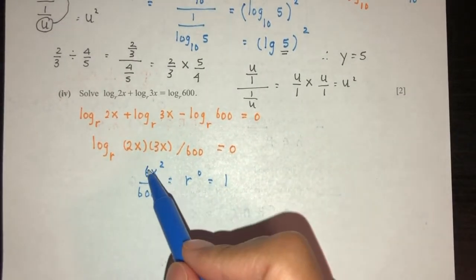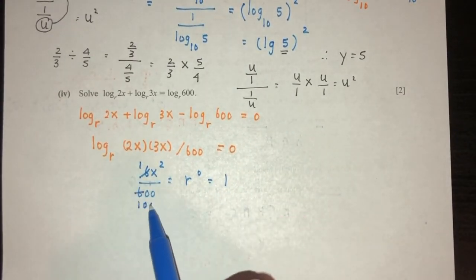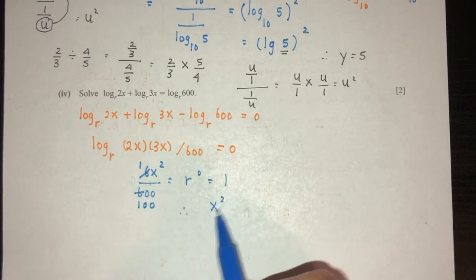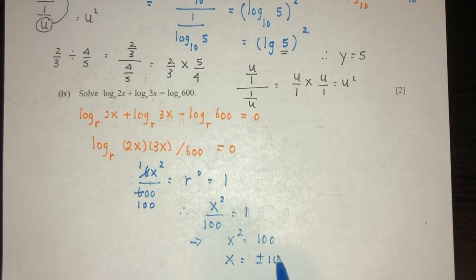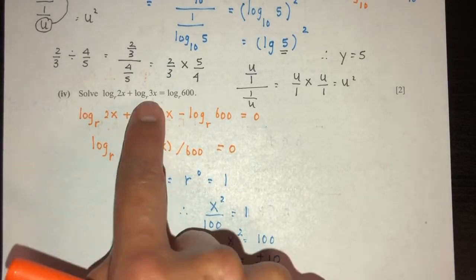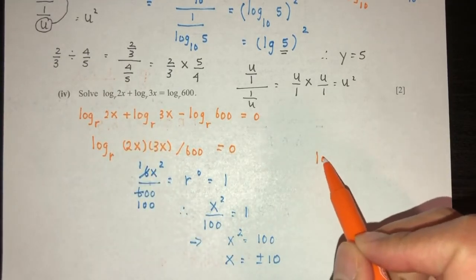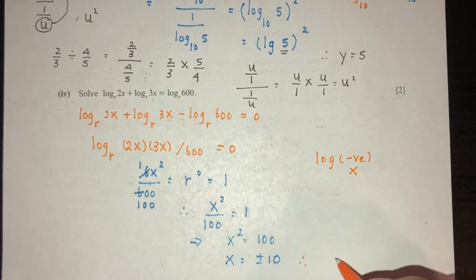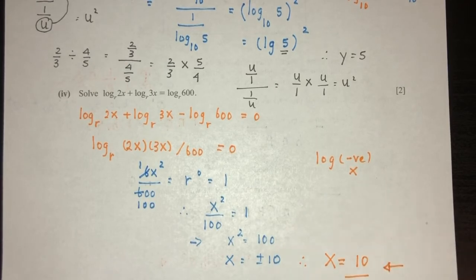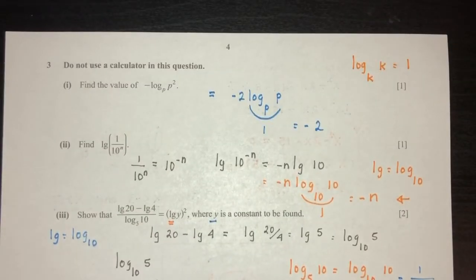So now simplify 6 over 600 to 1 over 100. So you will have x squared over 100 is equal to 1, which means x squared is equal to 100. x has to be plus or minus 10. But since the x value is for a logarithm, you have to know that log cannot take negative values. So that's why x can only be positive 10. And this is your answer for question number 3.